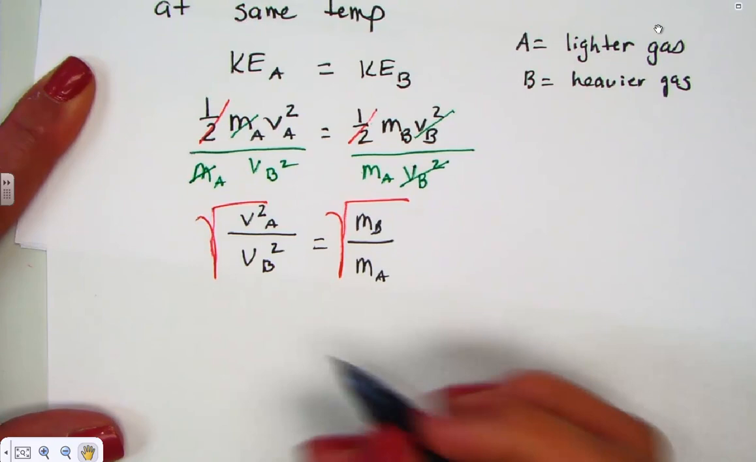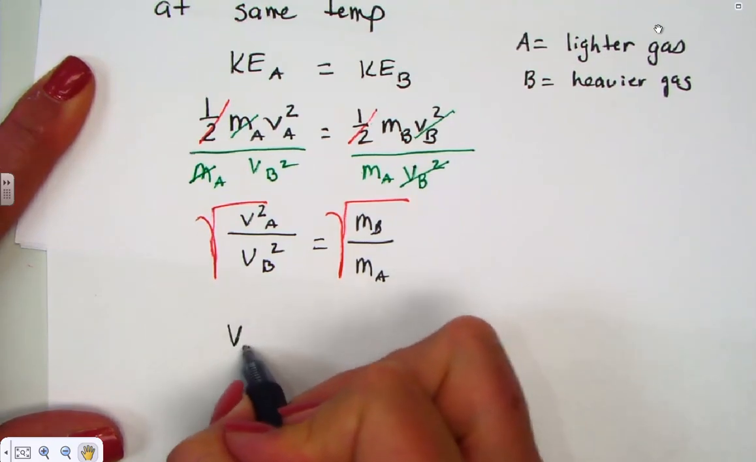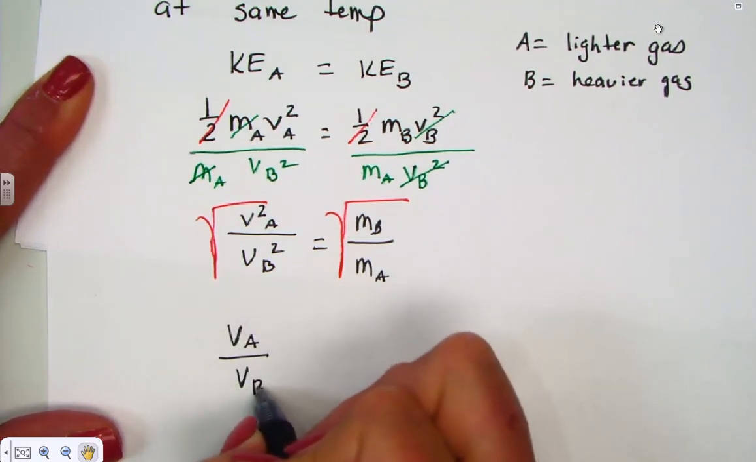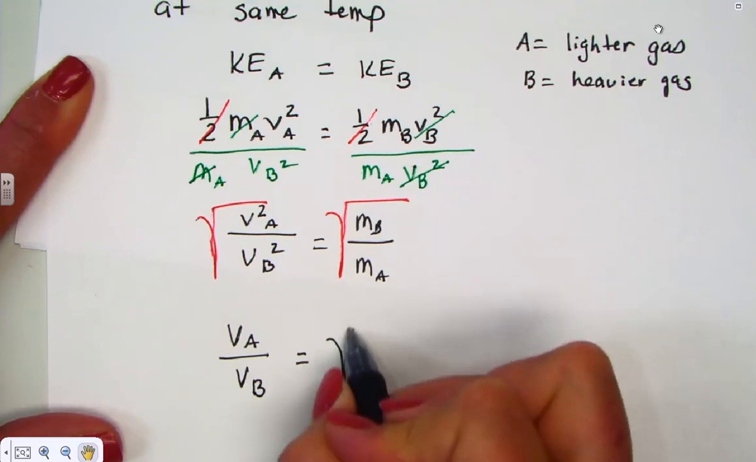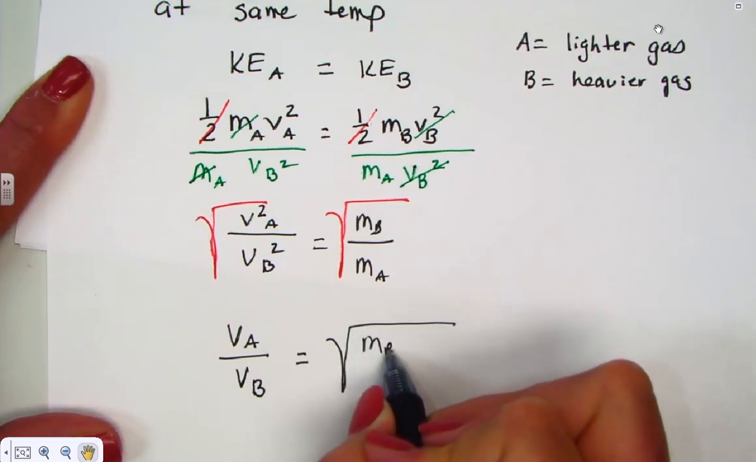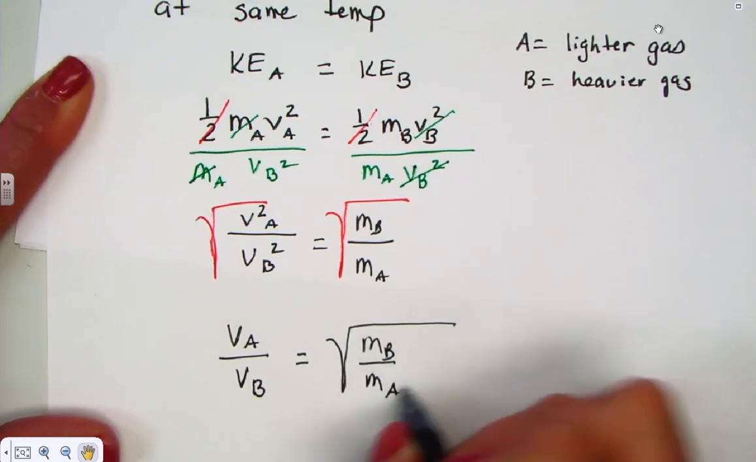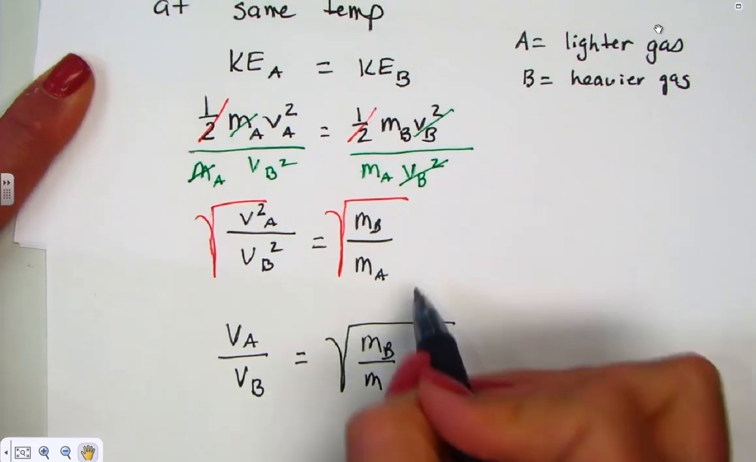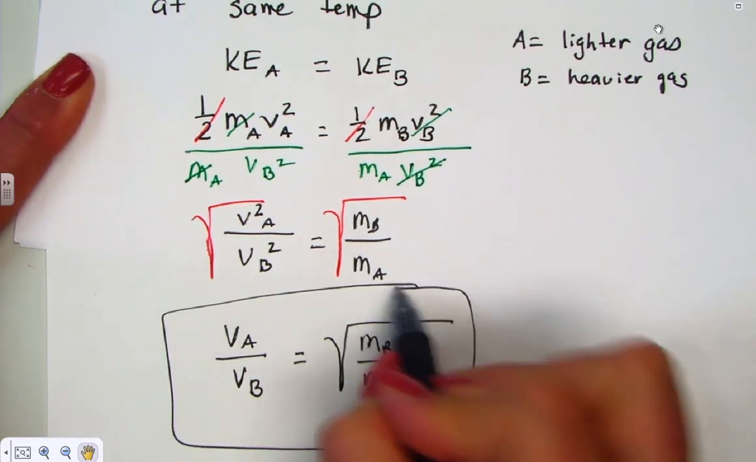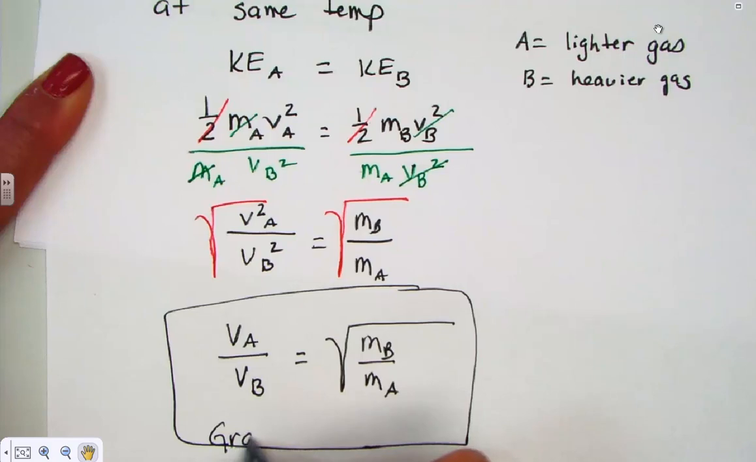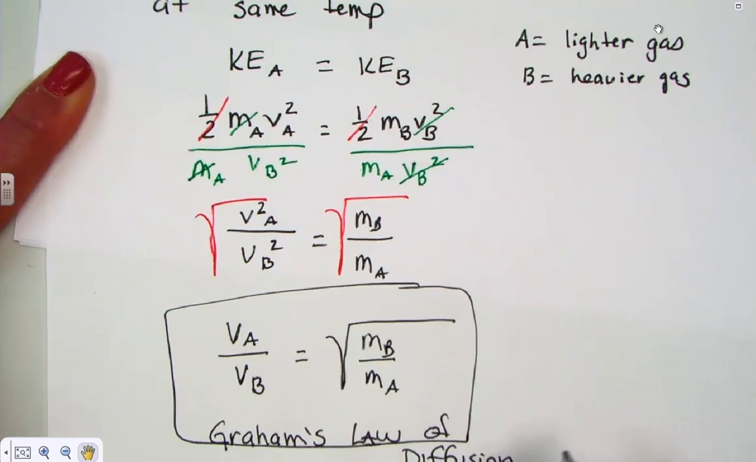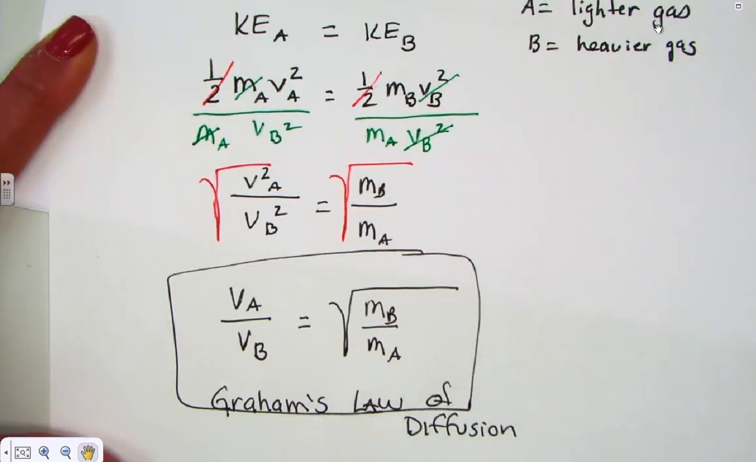Again, let's rewrite, kind of clean it up. vA over vB is equal to the square root of mB over mA. That is the derivation of Graham's law of diffusion. Now let's make sense of this, because it is kind of scary at first, but very easy to use.